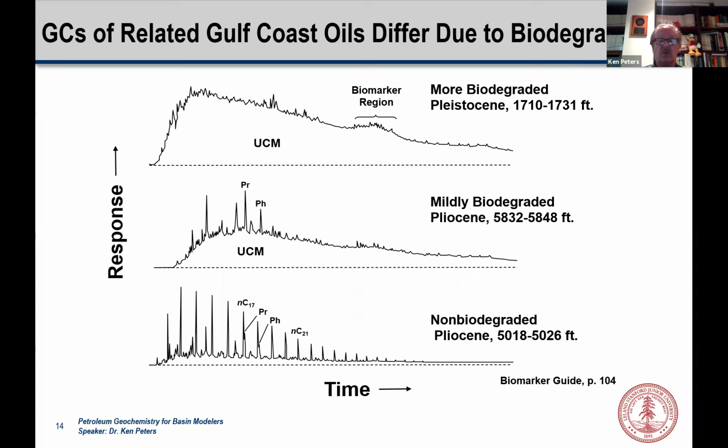And here's the pristine oil without having been biodegraded. You can see the pristane to phytane ratio is greater than 1. And we've got these normal alkanes that are basically missing in this oil, and pristane and phytane are still there, but now even pristane and phytane are gone. So yeah, biodegradation makes correlating oils a little more difficult.